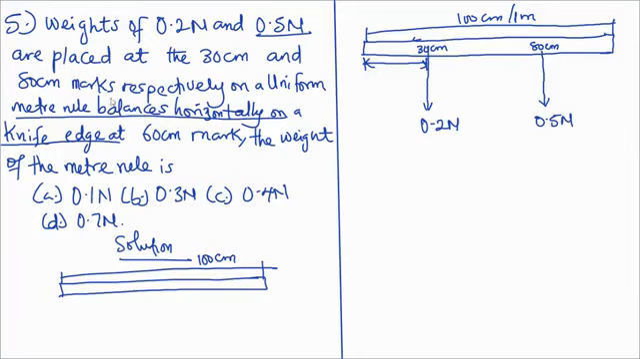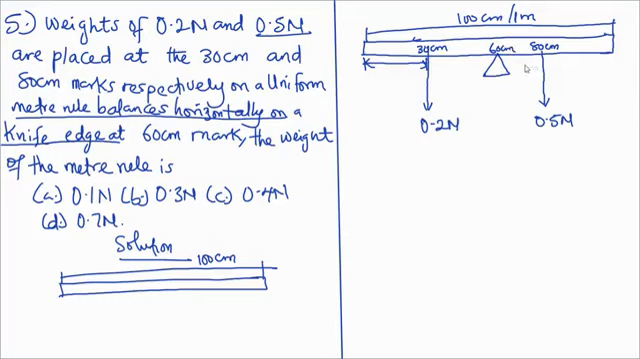They now said on a uniform meter rule, balanced horizontally on a knife edge. When we are talking of a knife edge, this is how a knife edge looks. Now they said it balances at 60 centimeters. So it means we put the knife edge at this place, at the 60 centimeter mark.